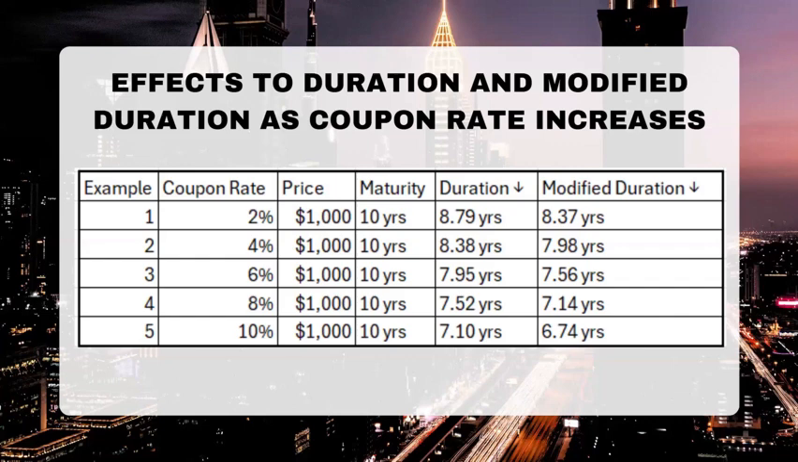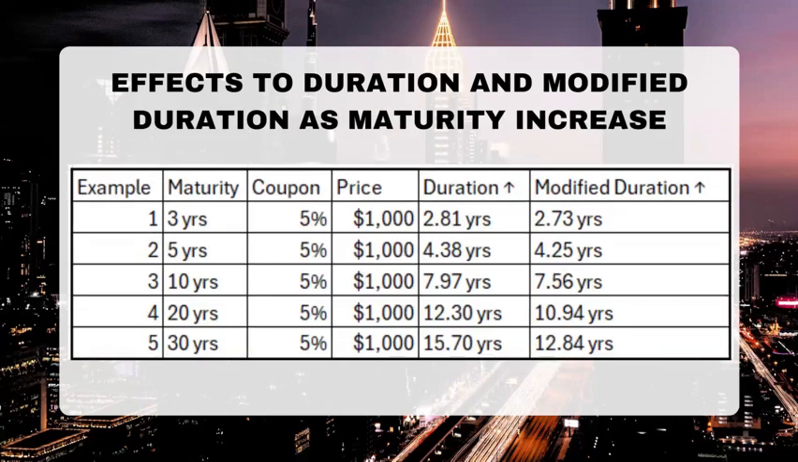Maturity is the length of time until a bond's face value is repaid in full to the bondholder. As maturity of a bond increases while keeping the coupon rate and yield constant, both duration and modified duration will generally increase. This is because the longer the time until a bond matures, the longer investors must wait to receive the final principal repayment. Even if coupon payments stay the same, pushing that lump sum further into the future increases the weighted average time to receive cash flows, which is what duration measures.